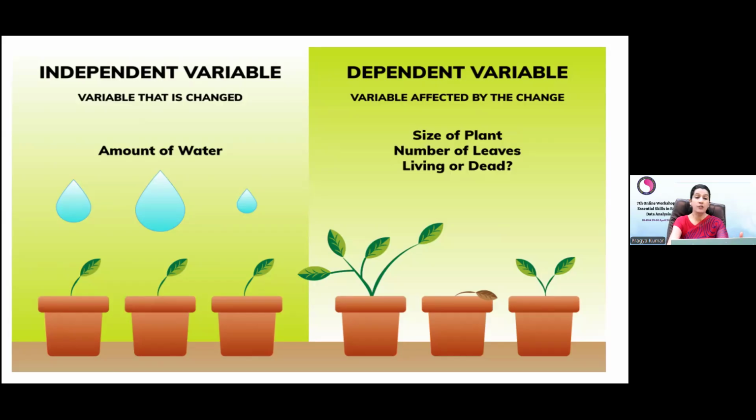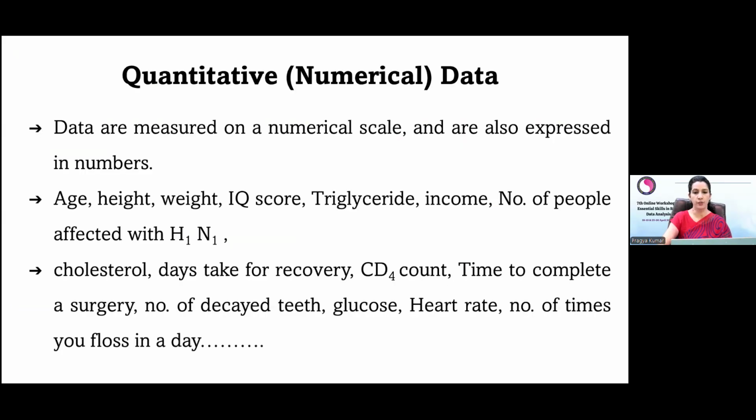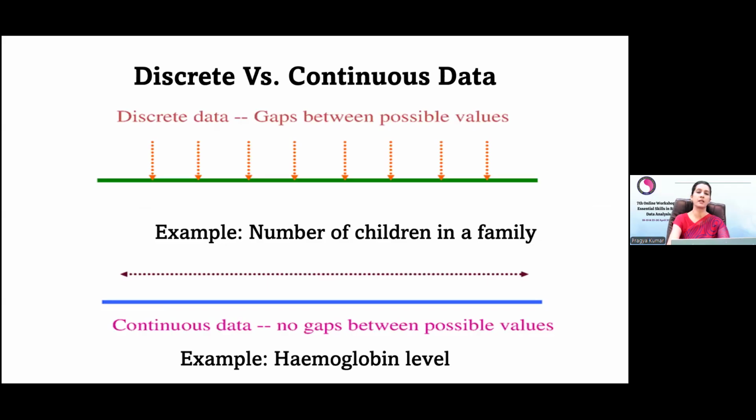Again, it is not the inherent nature of the variable. Any variable can be dependent or independent depending on your requirement. So now there is something known as the quantitative data. Whatever data you measure on a numerical scale, in numbers, is known as quantitative data, which we also call a scale variable, like age, height, weight, triglyceride, number of people, cholesterol. All these are the quantitative or the numerical data.